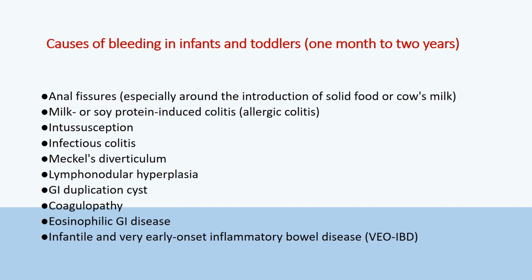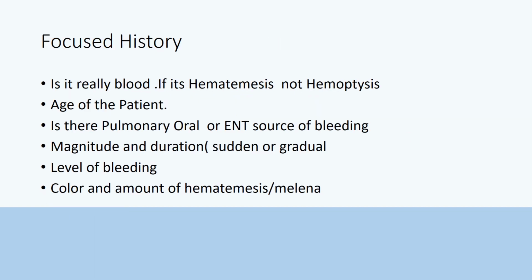Causes of bleeding in infants and toddlers are more or less the same with slight changing of position. Anal fissures, cow milk protein allergy induced colitis, and intussusception, GI duplication, and Meckel's diverticulum are some of the causes of GI bleeding in the relatively older age.